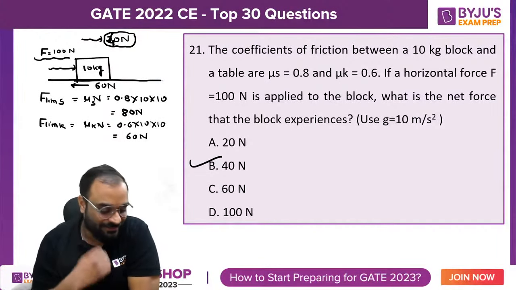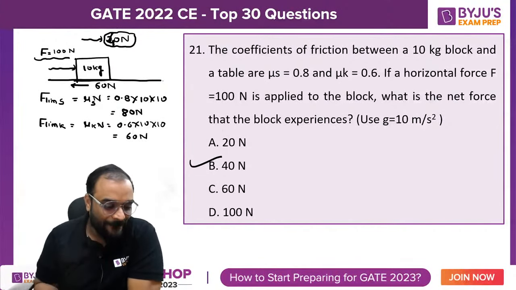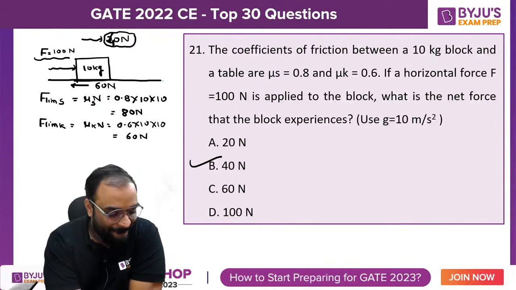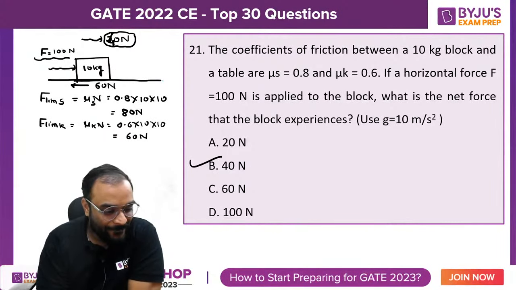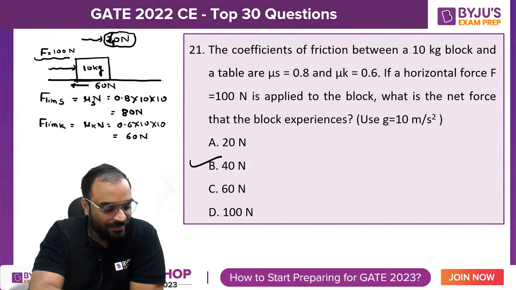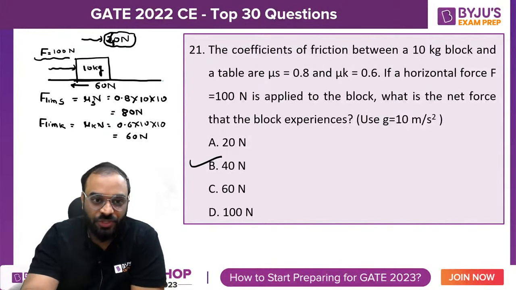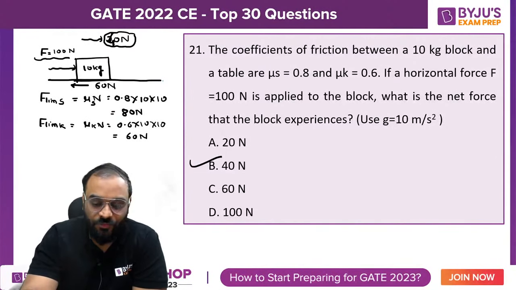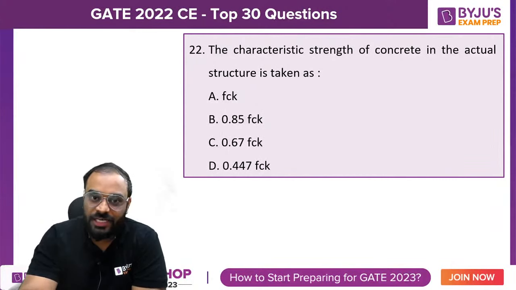What is the answer? 40 is the answer. Clear? Okay, let's move to the next question. 40 Newton is the correct answer. Clear, guys? Okay. Tell me the answer of this one.